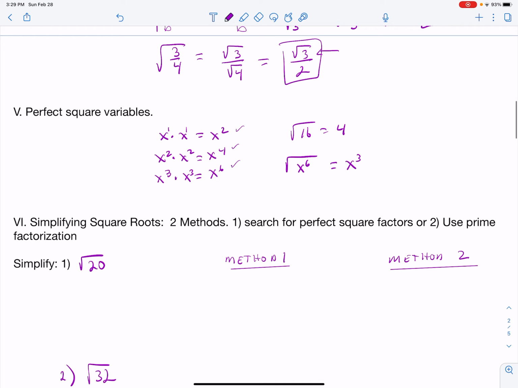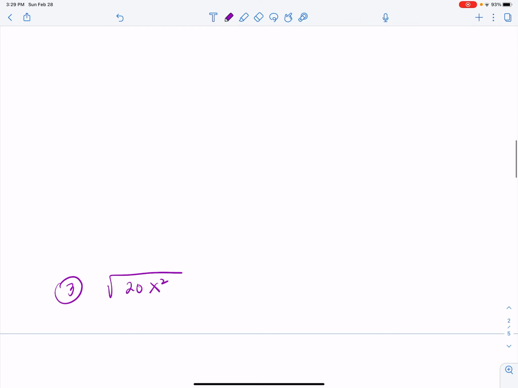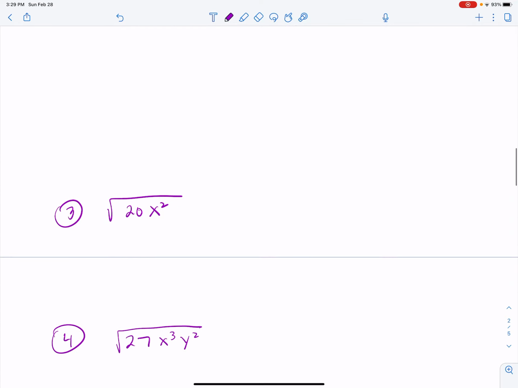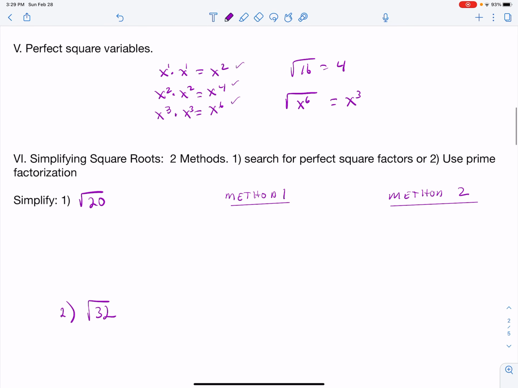All right? So when we simplify square roots, there's 2 methods. The first method is just search for perfect square factors and use one of the properties to help us simplify it. Or method 2 is to use prime factorization. Now, some students like to use a combination of these. They like to use method 1 when it's just a very simple square, like the first one, square root of 20. But they'll use method 2 when we get down to where we have some of these variables underneath the radical. Okay? So I'll do them all in both methods.